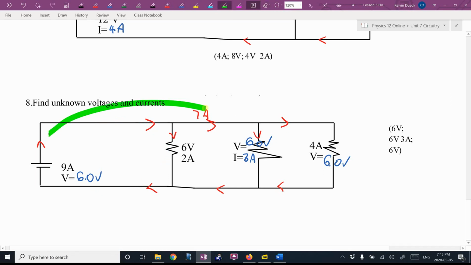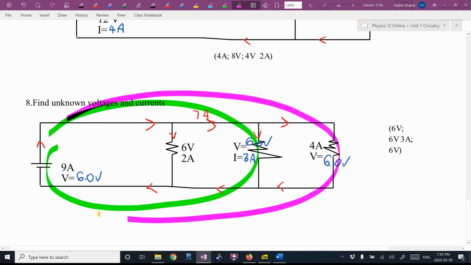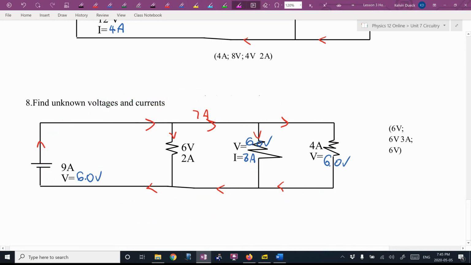It's 6 volts lost on this path. And it's 6 volts lost on that path. In no path am I using more than 6 volts.